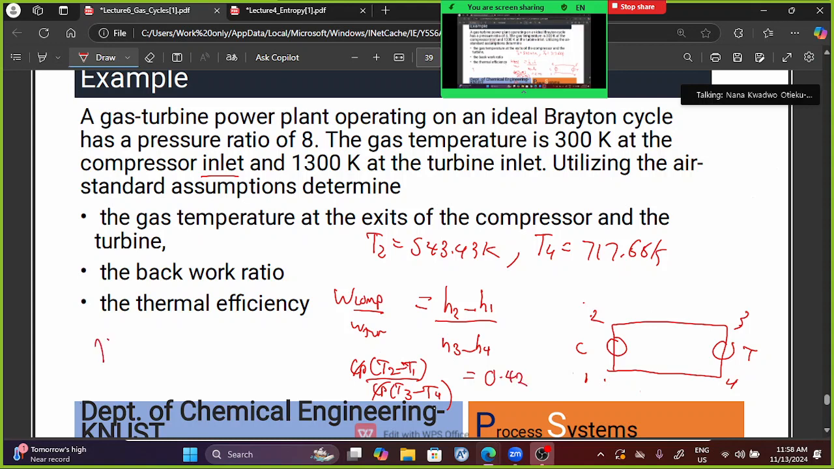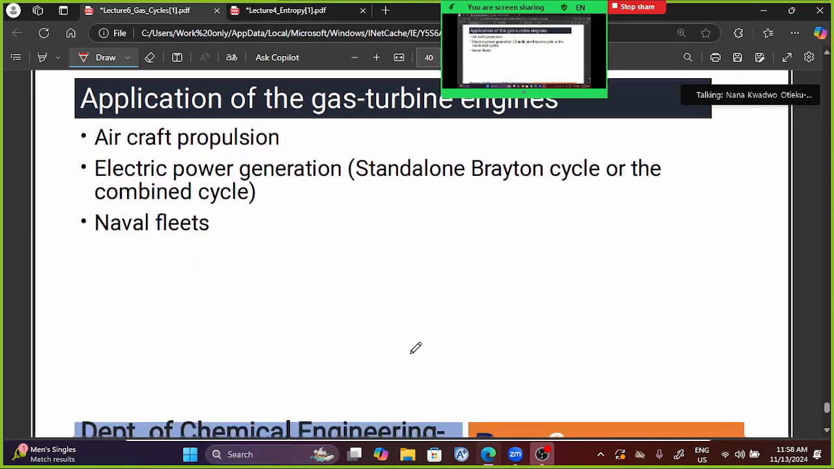And then for the thermal efficiency, it was 1 minus T1 over T2, right? So that's going to be 1 minus T1 over the T2 we had. And then the answer I had was 0.448 for our efficiency, right? So you can try them out. Once again, if you have any issues, you can just reach out to me later.